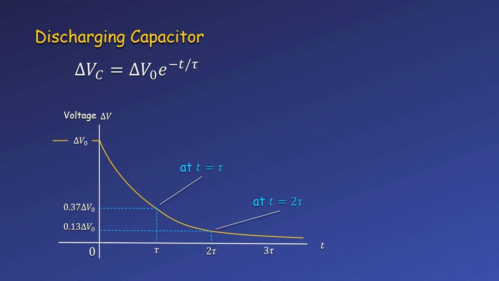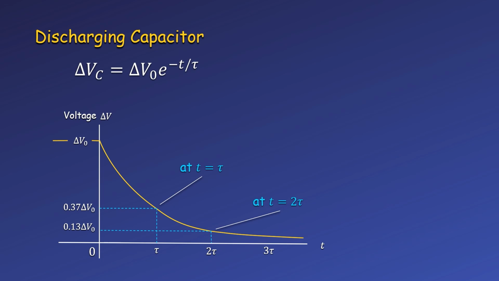The voltage starts at some initial value, and at t equals 0, we close the switch and the capacitor begins to discharge over time. Notice that when our time t is equal to the time constant of the circuit, tau, we get e to the minus 1, which is just a number. This number comes out to be 0.37 and represents when the voltage has discharged to 37% of its original value. When two time constants have passed, the voltage is at 13%.